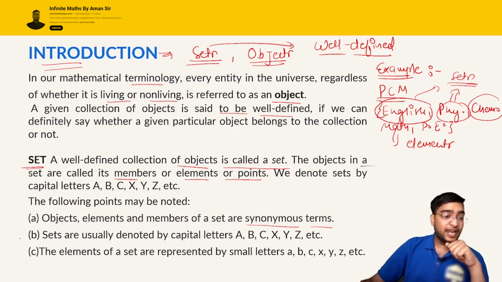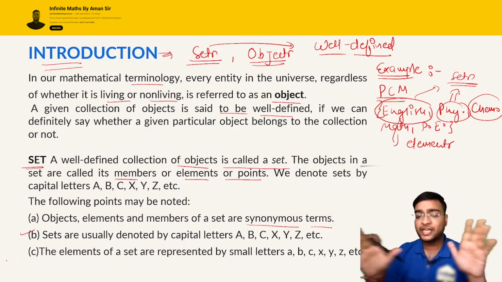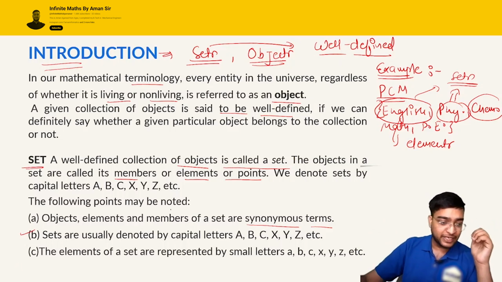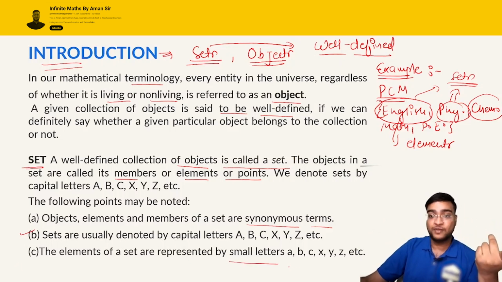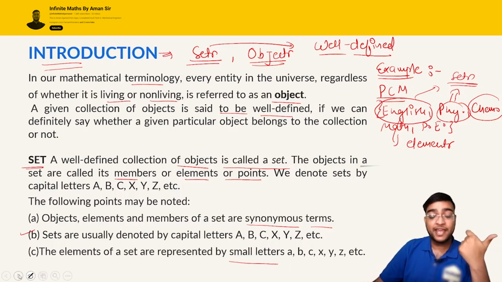Second, sets are usually denoted by capital letters. It's not a hard and fast rule, but usually it's denoted by a capital letter. The elements of the sets are also represented by small letters.